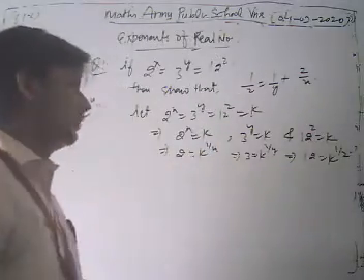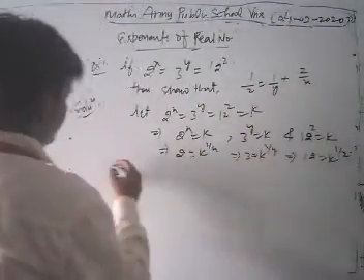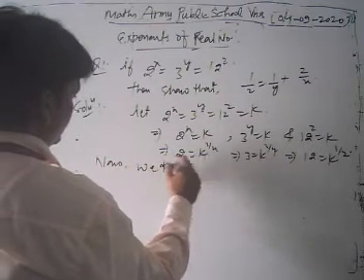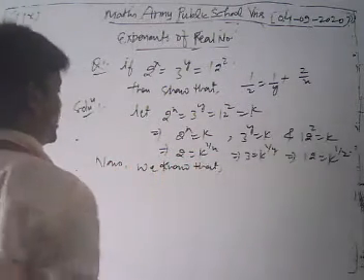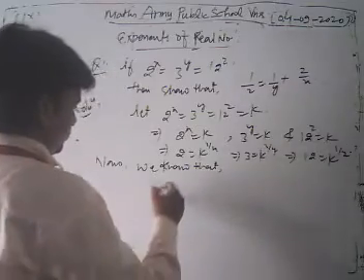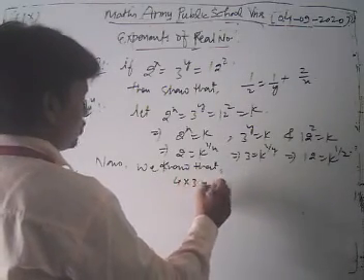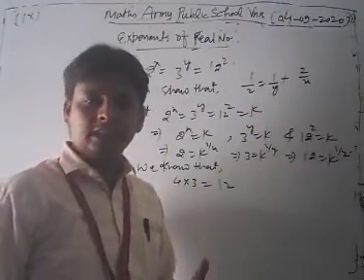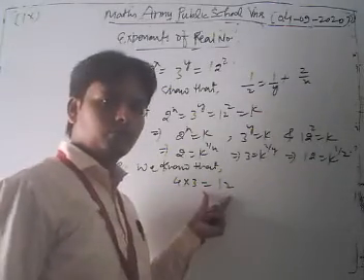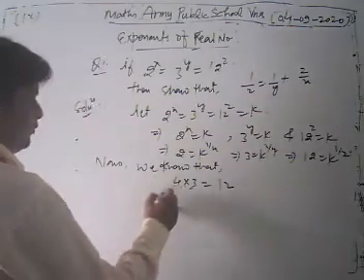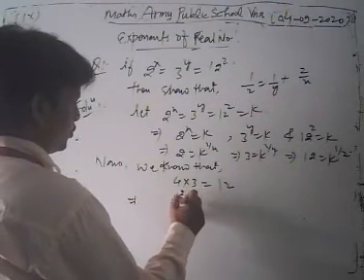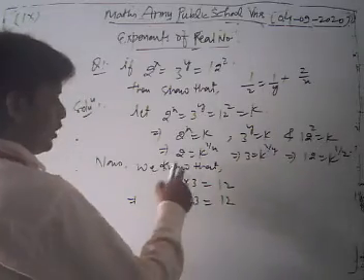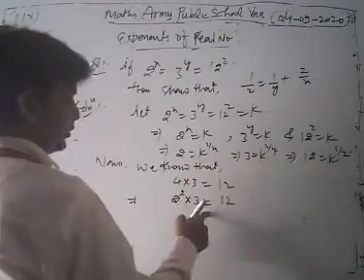Now look what I do, dear students. Now we know that 4 into 3 is equal to what? 12. We have our relation as 4 into 3 is equal to 12. Now look, we write 4 as 2 power 2, 3 write as it is and 12 write as it is. Now we put the value of 2, 3 and 12 in that equation.